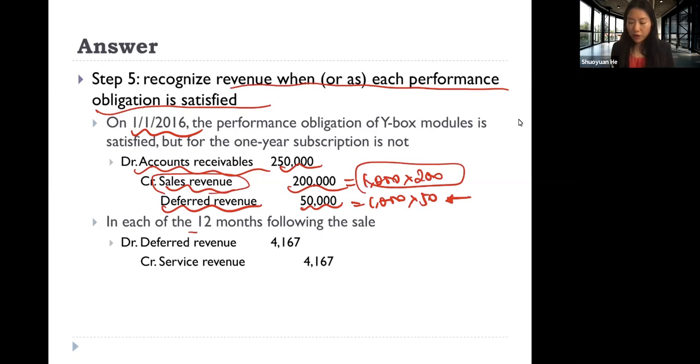And then in each of the 12 months following the sale, that deferred revenue can gradually be turned into the firm's service revenue. So this is 50,000 divided by 12, it can be recognized over the 12 months. And at the end of the 12 months, all of the deferred revenue should go into the firm's service revenue.